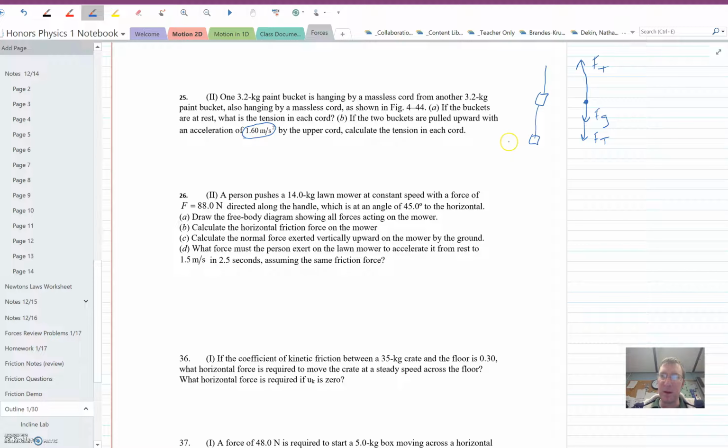The bottom bucket's free body diagram also has a tension force pulling up, and it has the force of gravity pulling down.